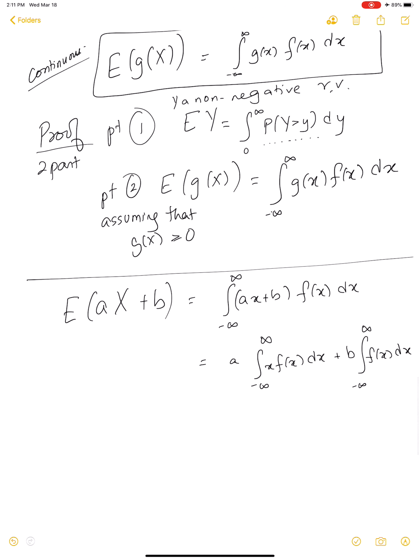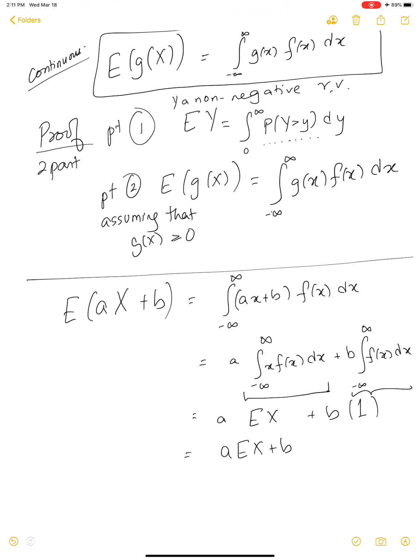Okay, now stare at this a moment and see, what is this? The integral from minus infinity to infinity of x times f of x dx. What do you know? What is this? This is the expected value of x. And what is this? The integral from minus infinity to infinity of the density. You know that this is supposed to be 1. So this is just a times E of x plus b.